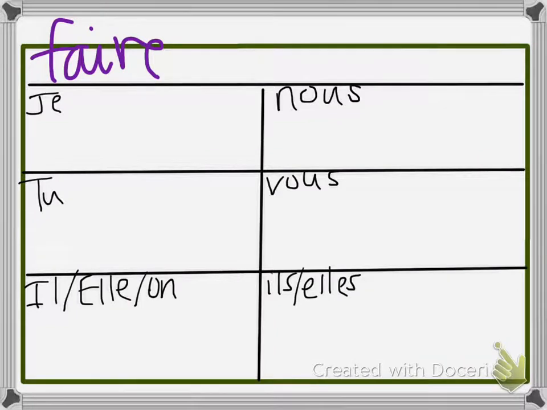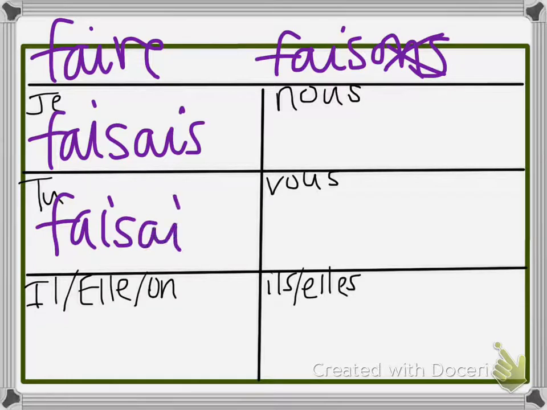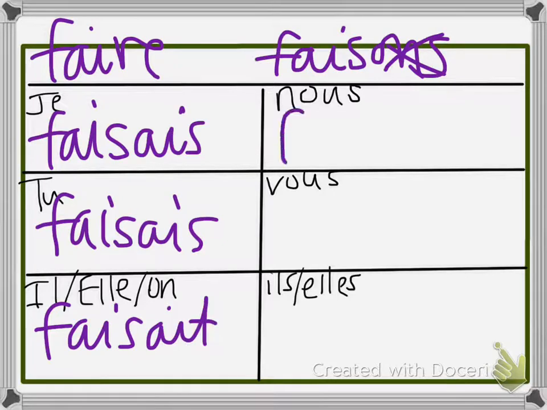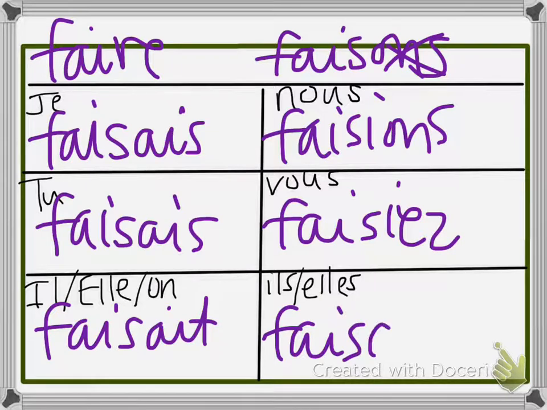Now let's do one sample of an irregular verb, and remember this is how almost every irregular verb except for être is formed. We still find the nous form of the verb, so faisons, and then we add our endings. Faisais, faisais, faisait, faisions, faisiez, faisaient.